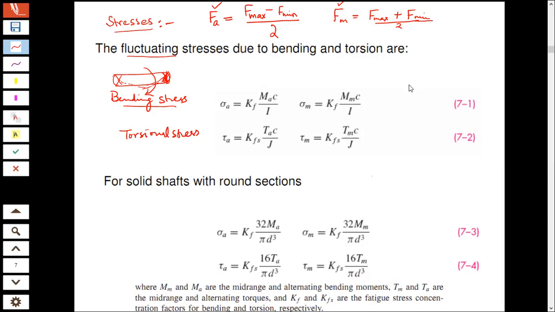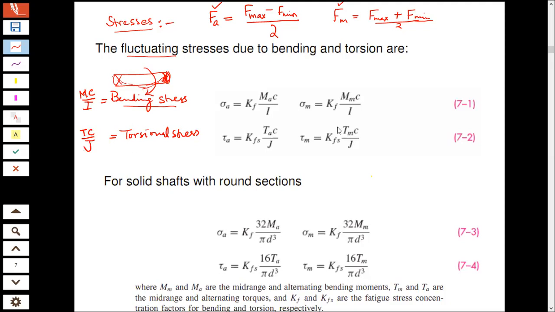So let's see. For bending, we know that bending stress is equal to MC over I. I'll just write it over here. Bending stress is equal to MC over I. Okay. So we know that bending stress is equal to MC over I. Similarly, torsional stress is equal to TC by J.